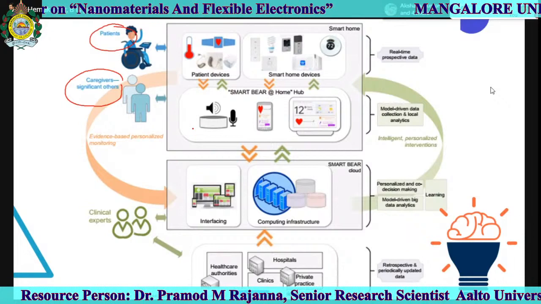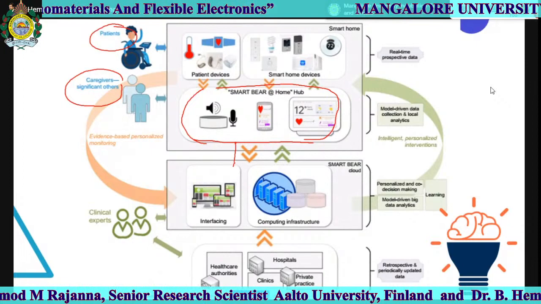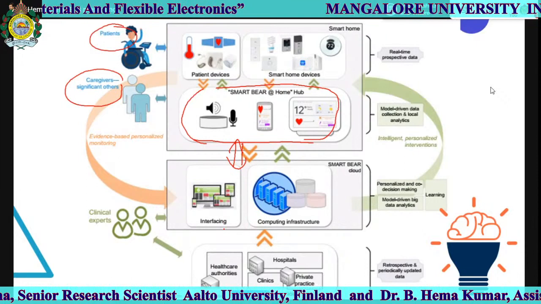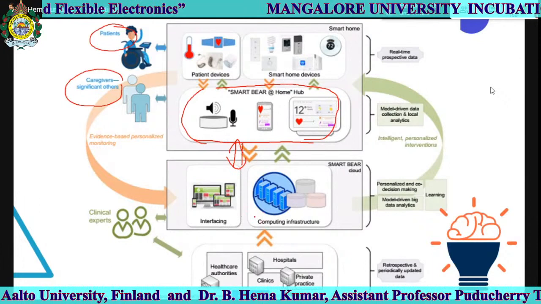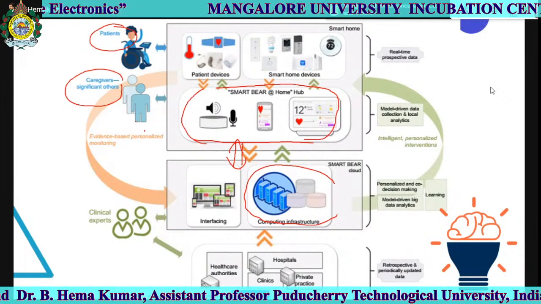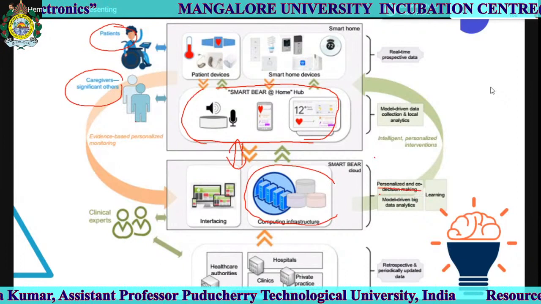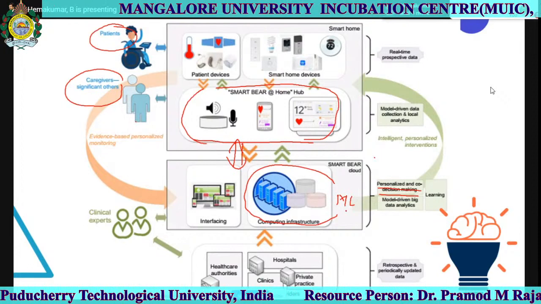We have a hub, which is going to amalgamate all the information from the devices. These are then transmitted to the cloud. So you have a SmartBEAR cloud. This cloud collects the data from your real-time sensors and from the hub. The very beauty about this particular cloud is it has a good amount of data analytics. Based on the information from the caregivers and from the patients, it will be able to give personalized interventions to the users. That is the advantage. By using machine learning algorithms, it will be able to give a personalized intervention.